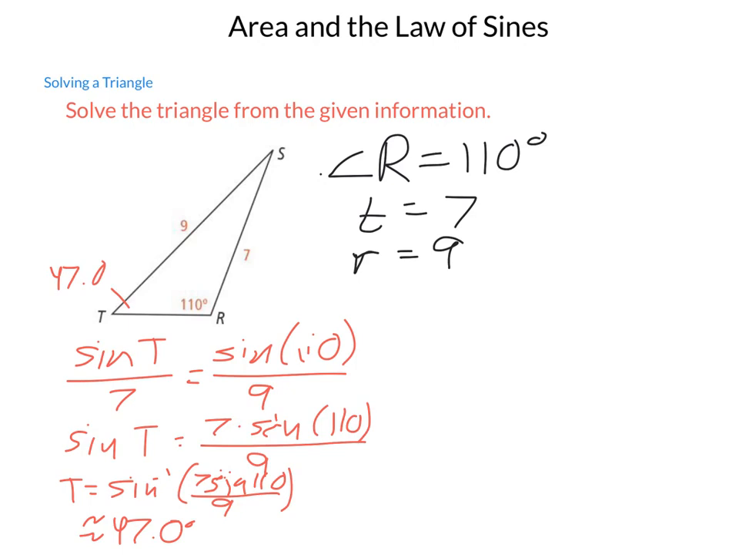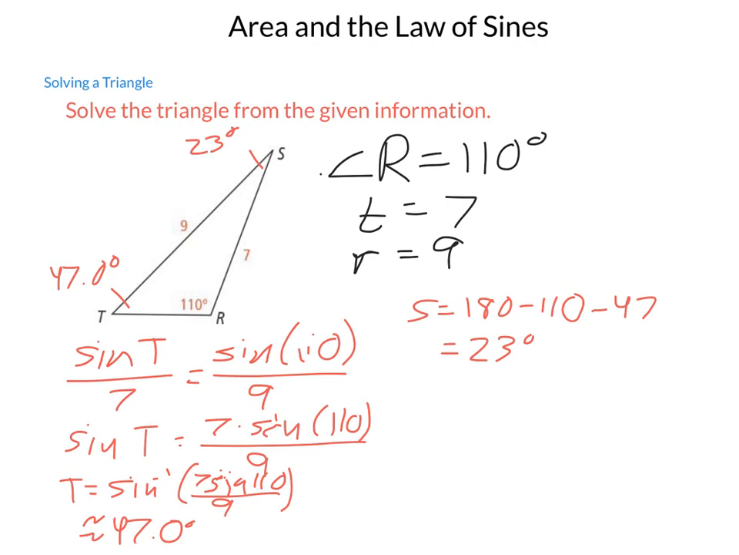Okay, so I get 47.0. And of course, knowing that the angles inside of a triangle add up to 180, angle S will be 180 minus my 110 minus my 47. And so I come out with angle S having a value of a simple 23 degrees. Okay, so we'll label that in here. 23.0 because the 47.0 is an estimate as well.